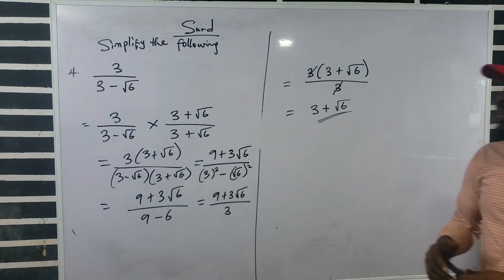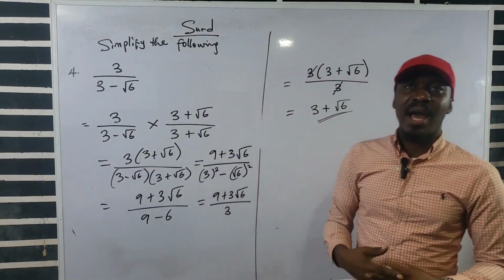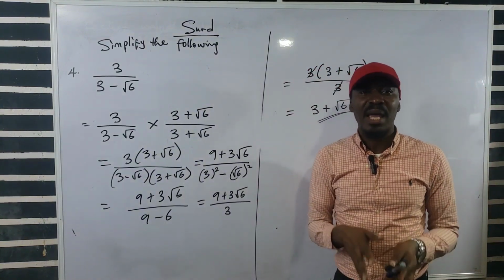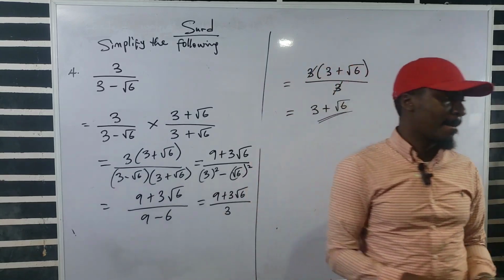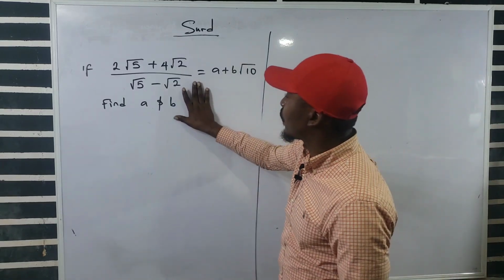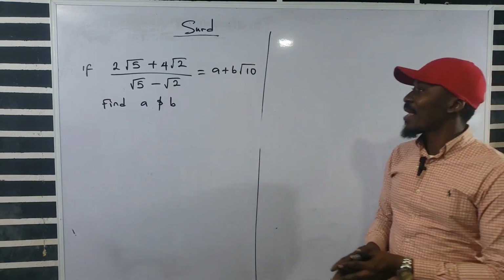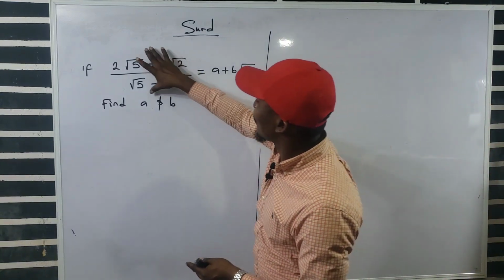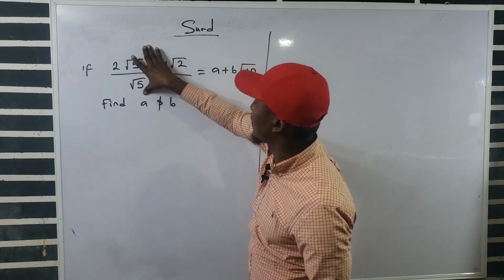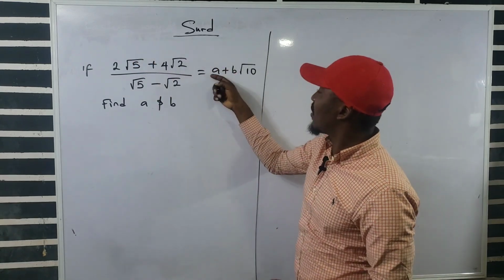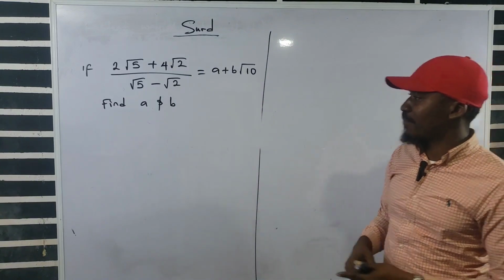Now let us solve a problem where you'll be asked to rationalize, and they will not tell you in a particular form to leave your answer. In this question, they are actually asking you to rationalize without saying it. You are asked to express this in this form, then find the value of a and b. So let us solve that particular problem.